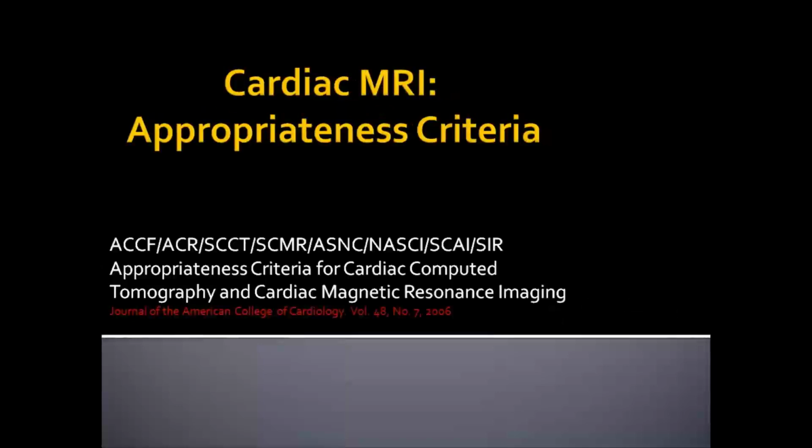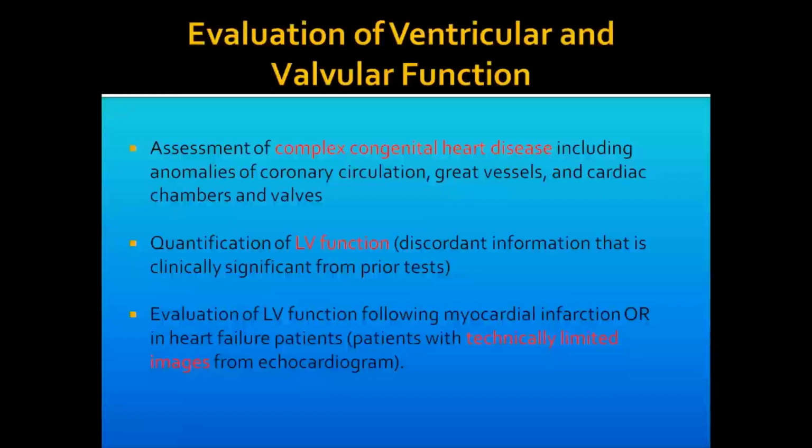There are appropriateness criteria of multi-society that we can discuss some of now based on case studies. So, first indication is assessment of ventricular and valvular function. For example, assessment of complex congenital heart disease like anomalous coronary arteries, great vessels, cardiac chamber, and valve. This is a classic indication, and we have known for decades that MRI is important for congenital heart disease. Also, it's the gold standard for assessment of LV function, especially when you have discordant information from prior tests.